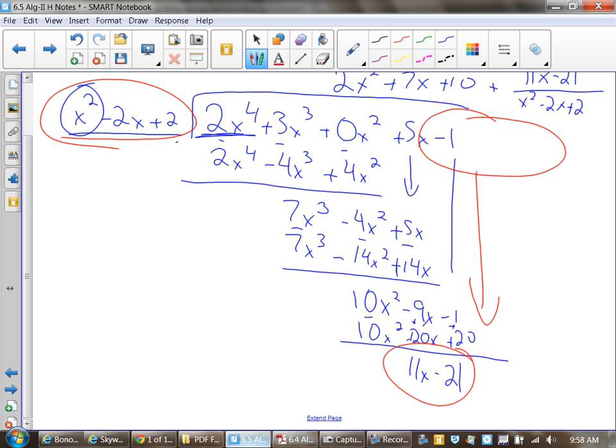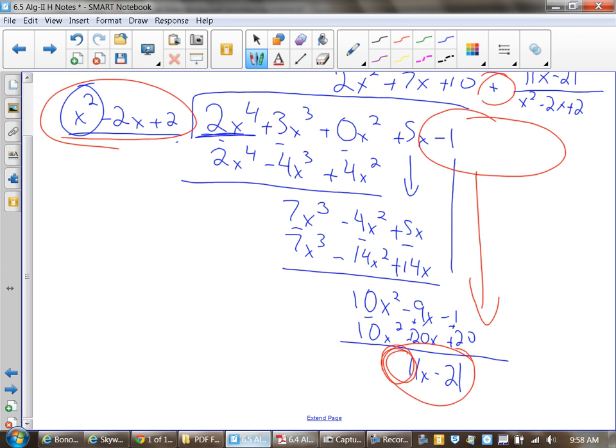The only thing I'm going to ask that you remember is whatever this leading term's sign is, that's what goes here. Since this one was a positive, that's why I wrote plus. If it was a negative 11, I would have written negative 11, or minus 11x, and so on. Okay?